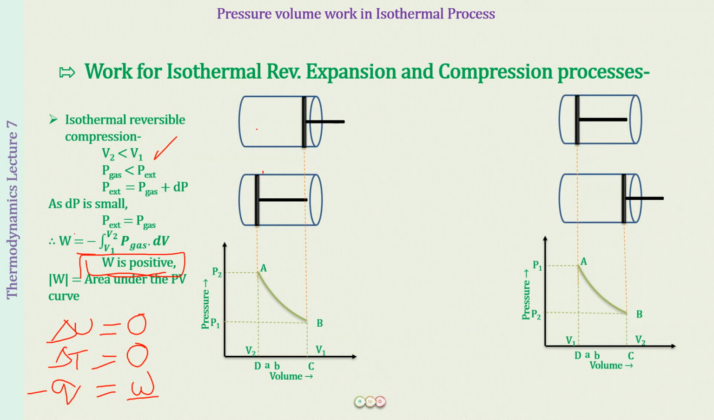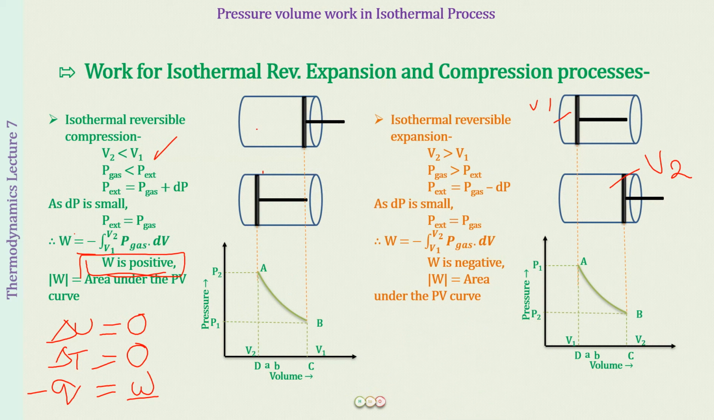And next we have the isothermal reversible expansion. So here you can see that V1 is going to be less than V2. Right, so this is going to be an expansion that is taking place. The final volume is greater than the initial volume. And how can this expansion take place? Only when the pressure of the gas is greater than the external pressure. But again, because this is a reversible process, the external pressure and the pressure of the gas are going to be almost equal. In this case, the external pressure is going to be less than the pressure of the gas by a small amount dP. Because dP is very small, we can say the external pressure is going to be equal to the pressure of the gas.